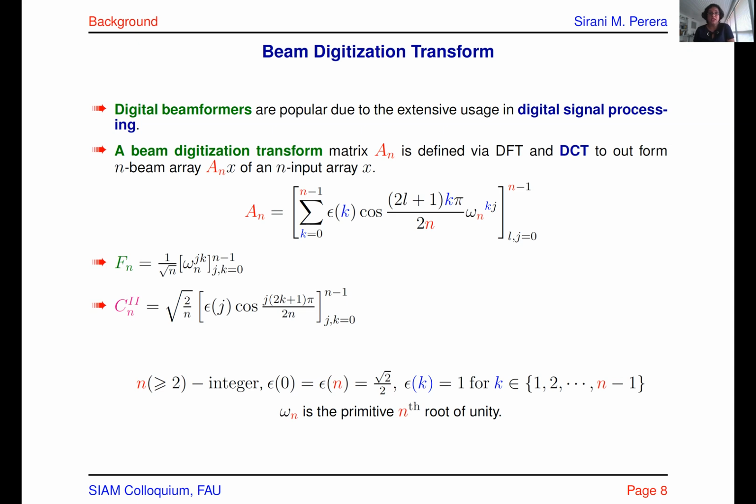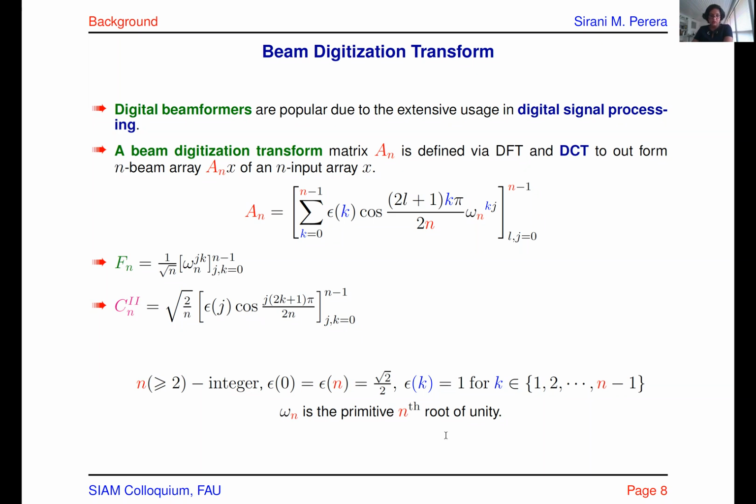What we are going to do is that's a new transform that you could see here. This is a new transform. And then we are trying to factor this one into the product of sparse and possibly orthogonal matrices. And this is the abbreviated version of the DFT matrix. And this is the DCT2 matrix. These are n by n matrices.